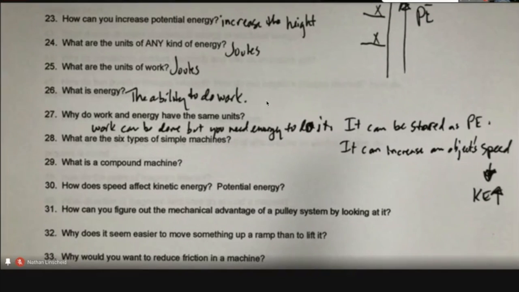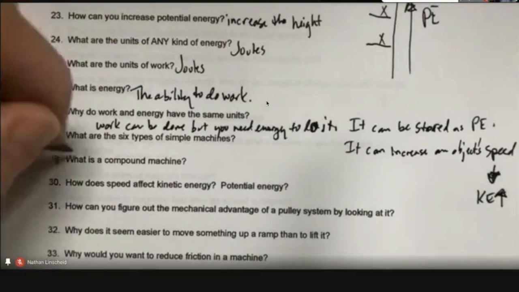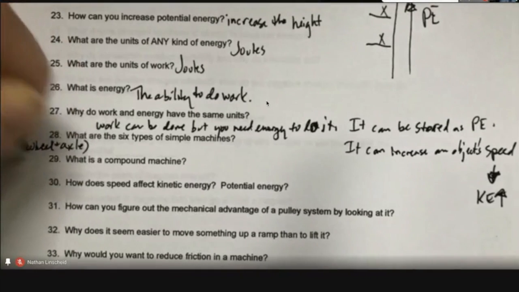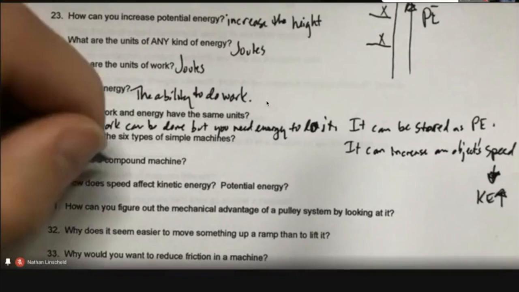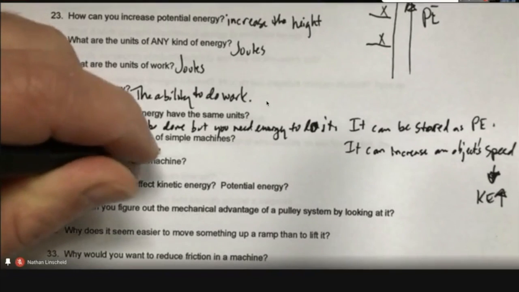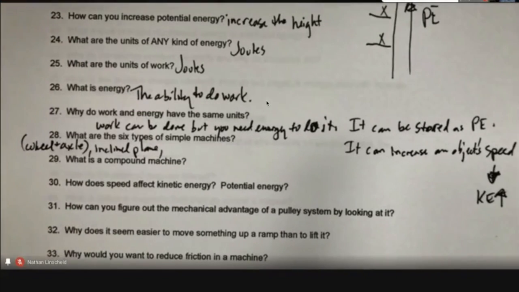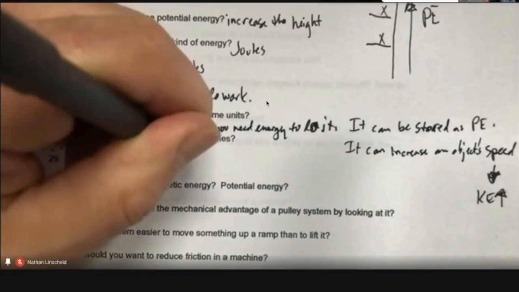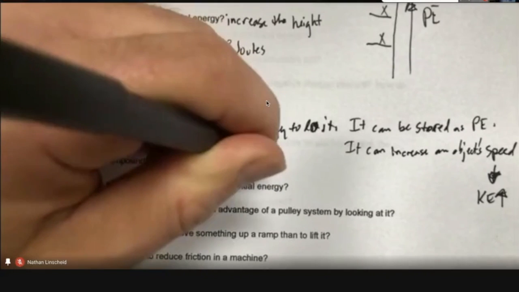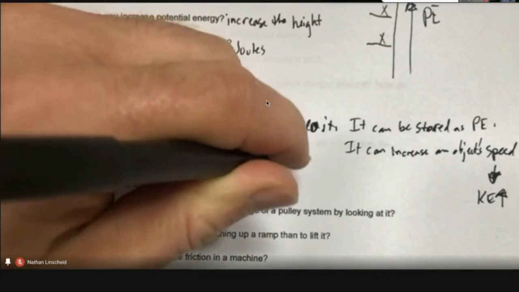All right. 28, what are the 6 types of simple machines? We have the wheel and axle, and that's one machine, even though it's 2 words. So you've got the wheel and axle. You've got the inclined plane. We did a lab on that. We've got the lever. We've got the pulley. We've got the wedge. We've got the screw.